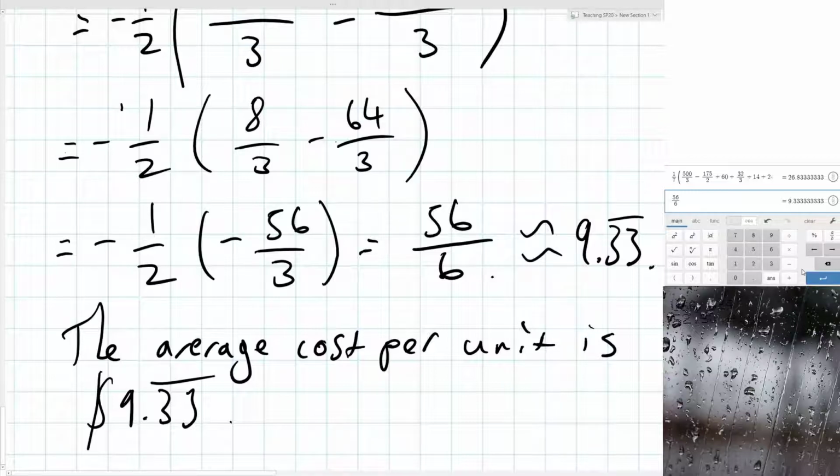So essentially the idea here is that you're finding the total cost, which is taking the integral of marginal cost, and then you're dividing that by the amount of units that you had. But we're just viewing it from this more geometric lens, right? And using this average cost formula.